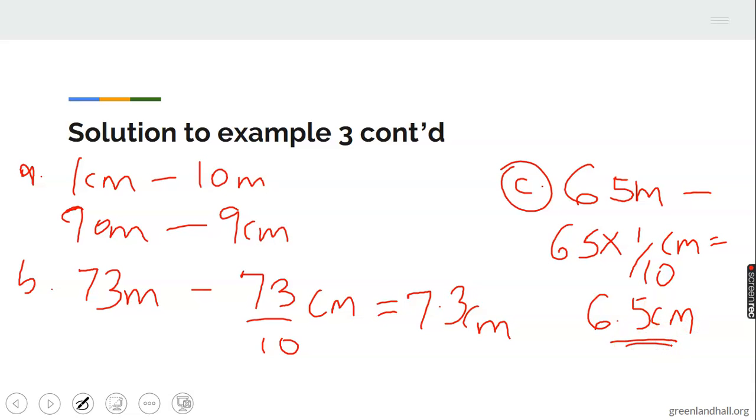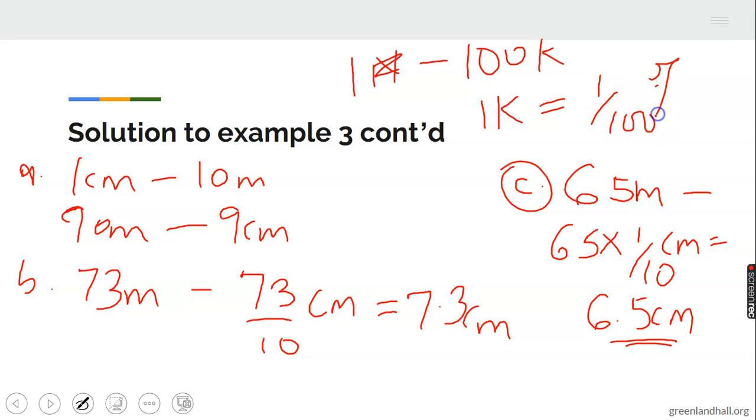Just like you having 1 naira, you know that 1 naira is equivalent to 100 kobo. So if you have 1 kobo, 1 kobo will be equivalent to 1 over 100 of what? Of 1 naira. That is just the meaning.